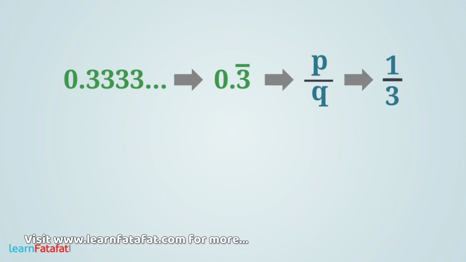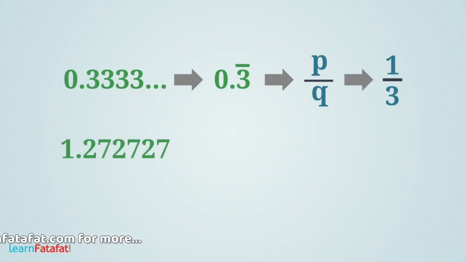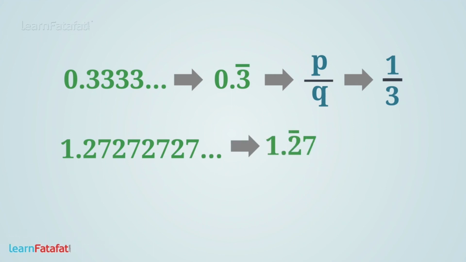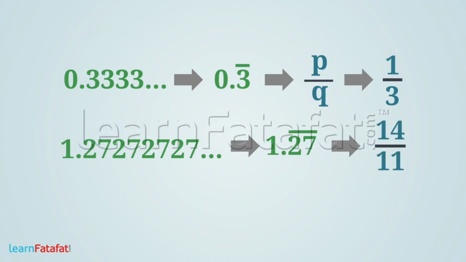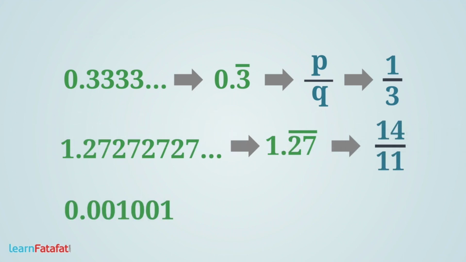Similarly, we can express 1.27272727, that is 1.27 repeating, as 14 by 11 and 0.001001, that is 0.001 repeating, as 1 by 999.